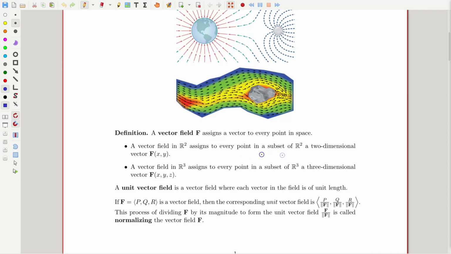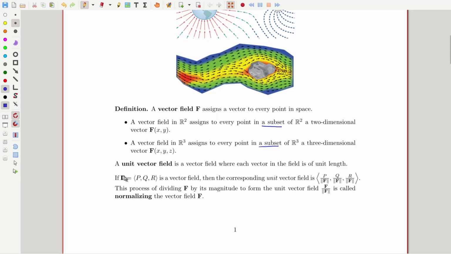Maybe a slight technical point I want to emphasize here is that you don't have to have the assignment go in every single point in R2 or in R3. You can have places where the vector field is undefined. So that's why we say a subset here. Okay, and there's an example coming up where we have such a point where the vector field is undefined.